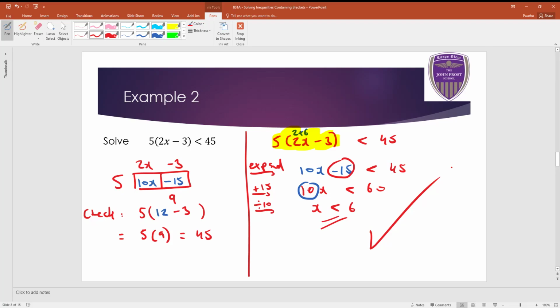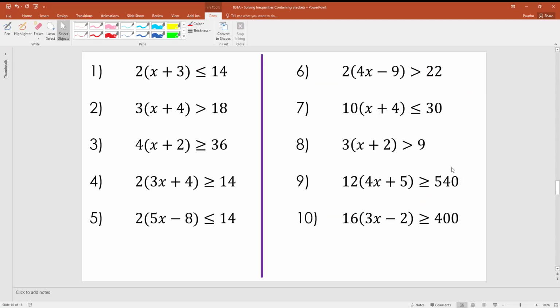Right then, for the main task here, pause the video, have a go, come back when you're ready. There is a challenge question after the main task, but main task answers coming up in 5, 4, 3, 2, 1. Here they are.